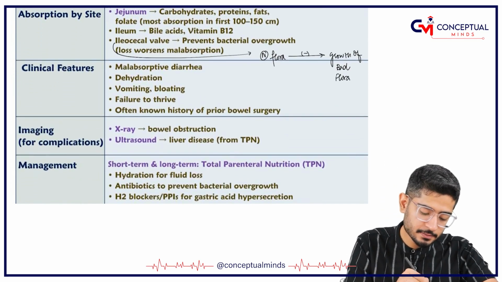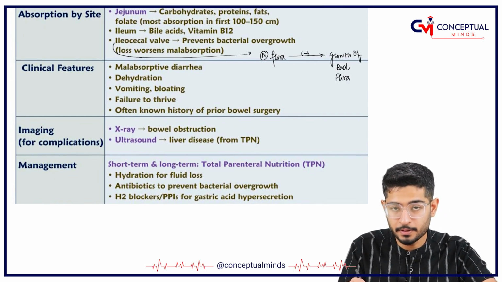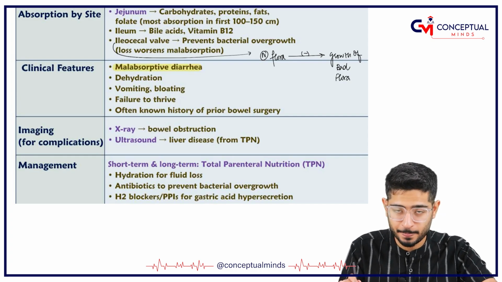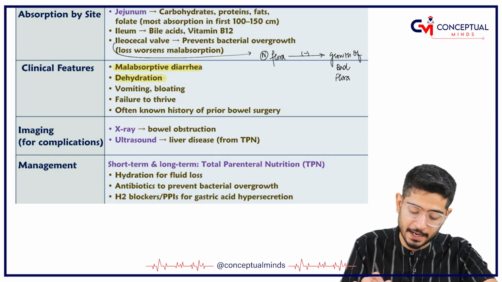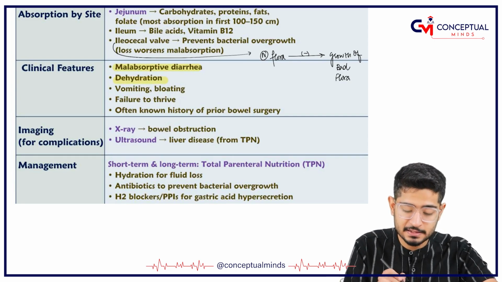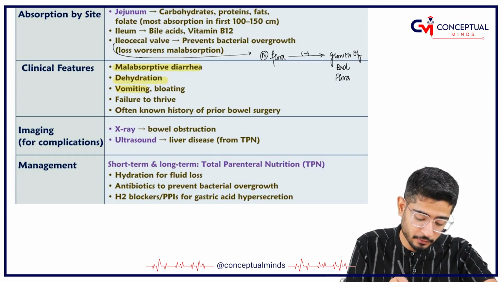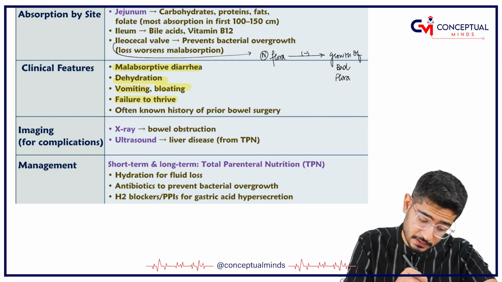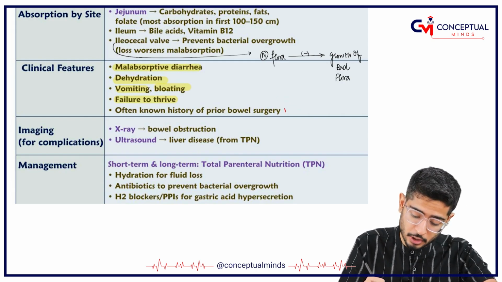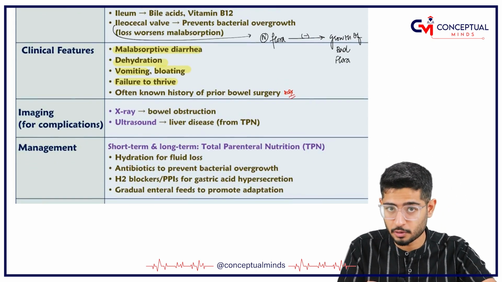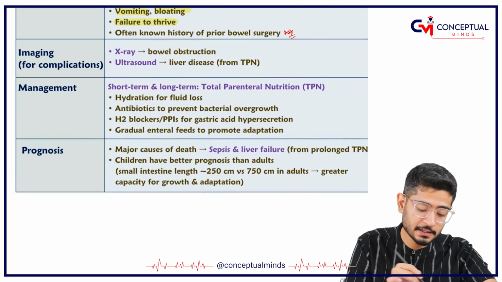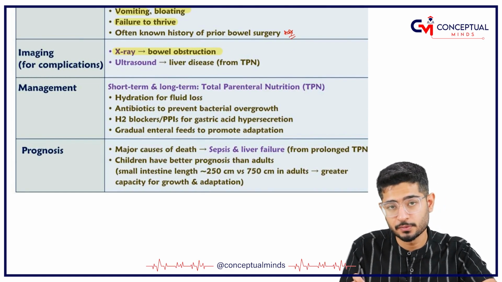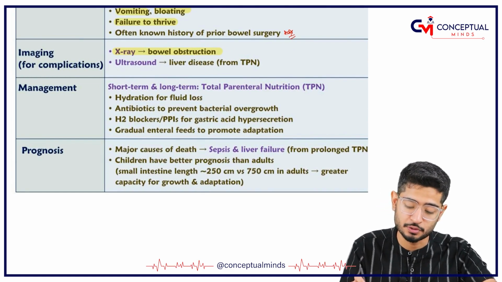Now what are the clinical features? Because of course the absorption is not proper, the contents are going to go out, so there will be malabsorptive diarrhea, and because of diarrhea there will be dehydration. And since nothing is absorbed, everything is coming out, there will be vomiting, bloating, and of course failure to thrive. There is often a known history of prior bowel surgery associated with it. Because nothing is getting absorbed, there is going to be bowel obstruction.